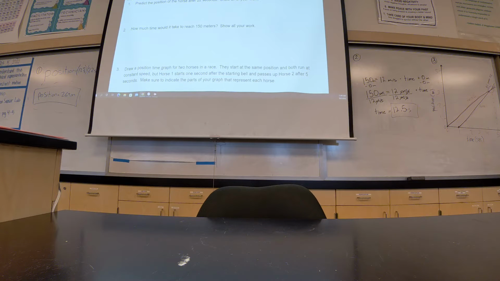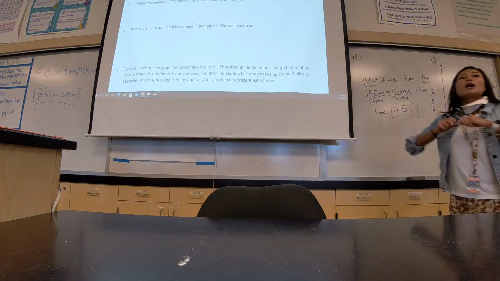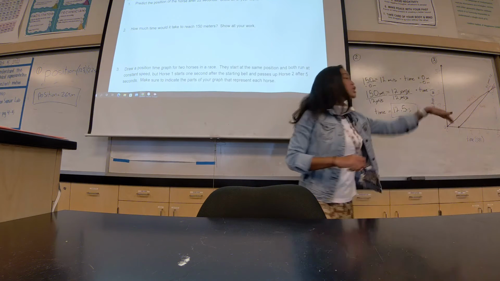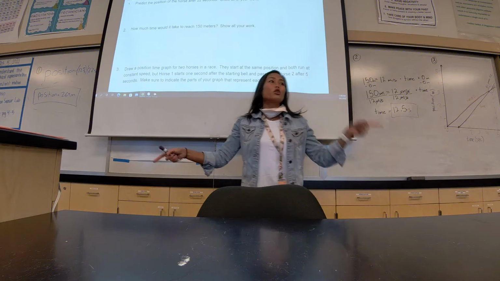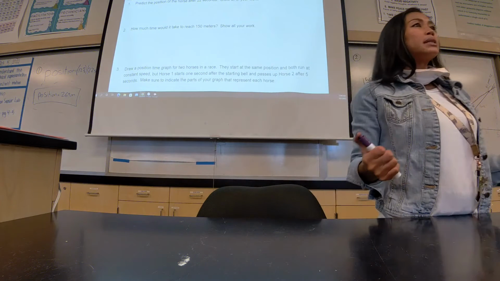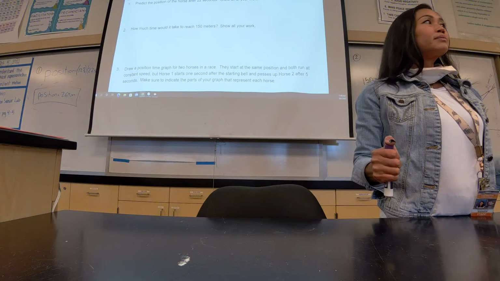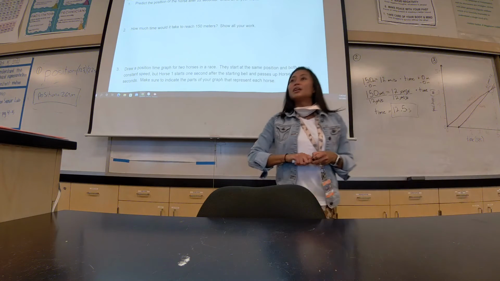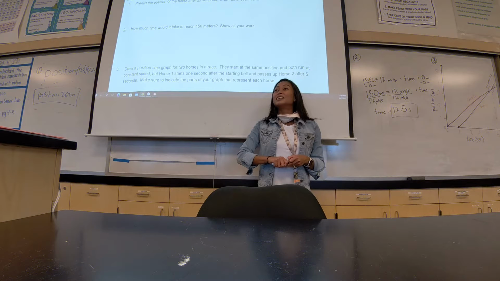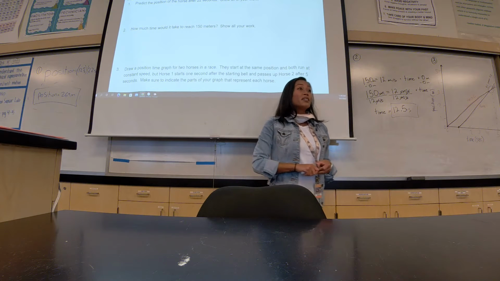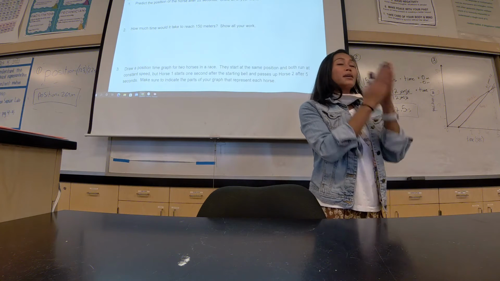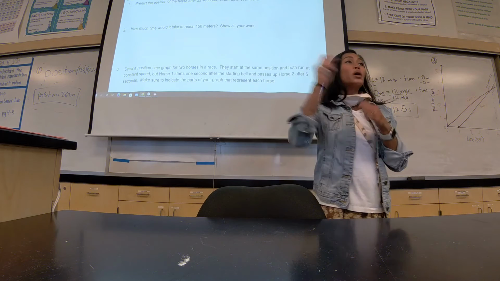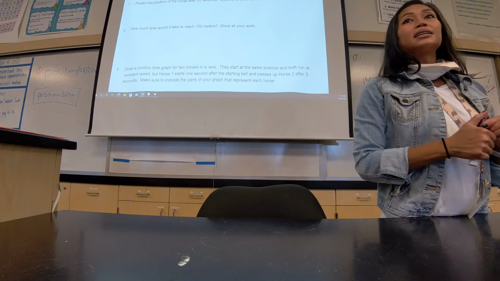Any questions? All right, I have a really important question for you. Is there any point in this graph where horse 1 and horse 2 have the same speed? I see Ethan over there shaking his head. What do you think, Ethan? They're not parallel. Slope represents speed. Slope also represents velocity. What's the difference between speed and velocity?